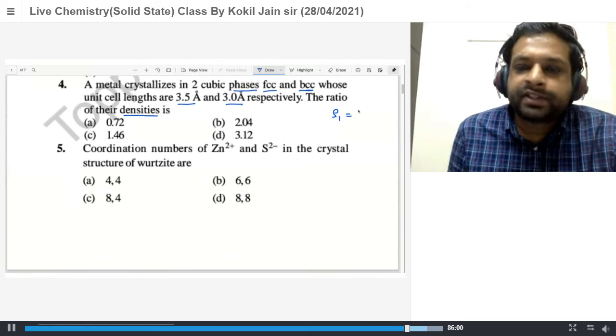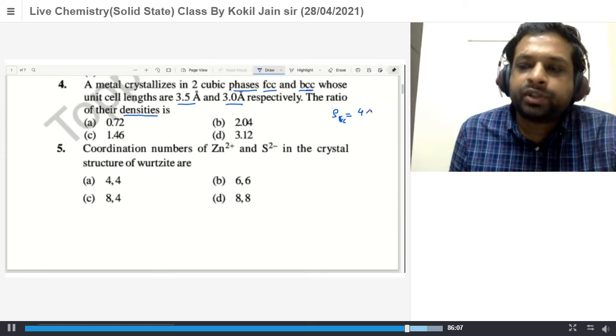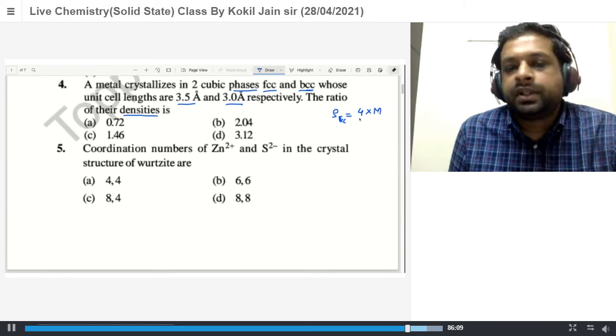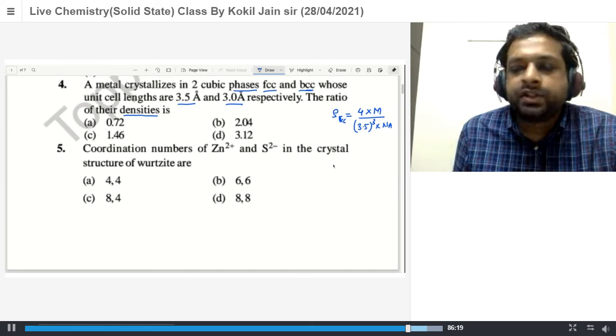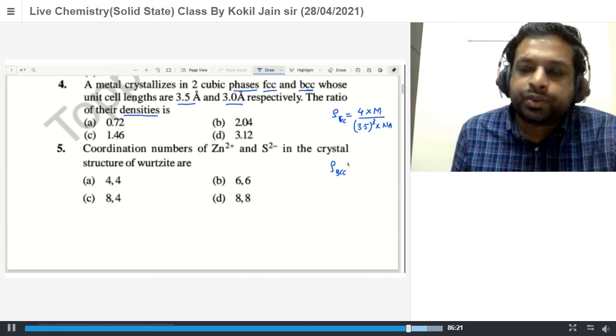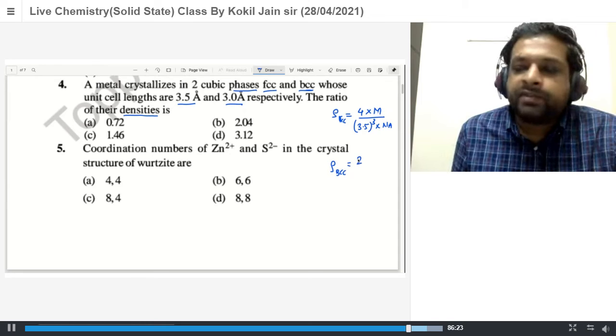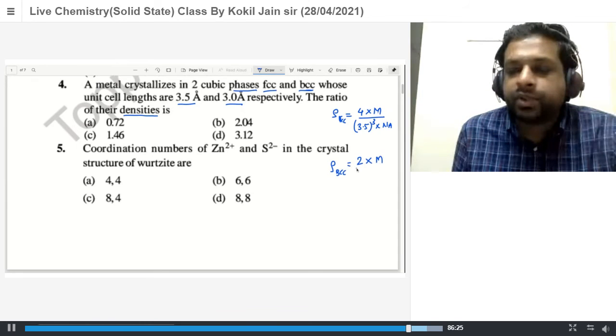In case of rho 1, you have the FCC lattice, let's say. This is FCC, and the value of N would be 4. Molecular mass is going to remain the same. Length is 3.5 angstrom, so that means (3.5 angstrom) cubed. N_A is going to remain the same. For rho BCC, what you are going to see is Z = 2 here, where N_A is the same. This is (3 angstrom) cubed and N_A.